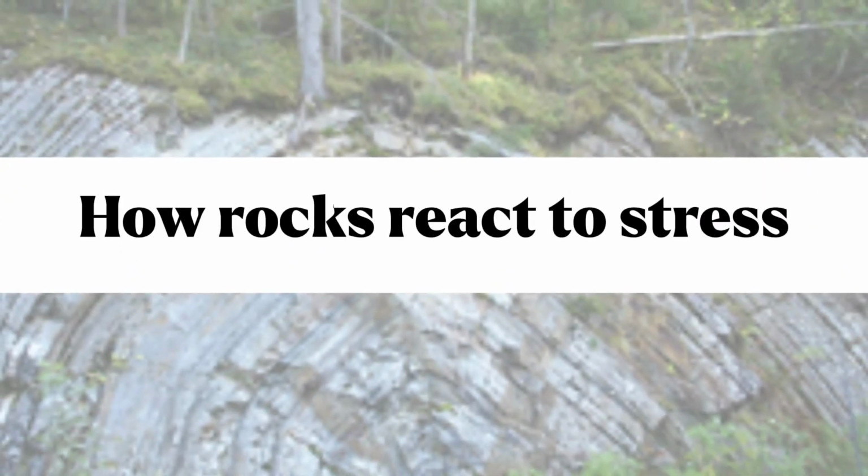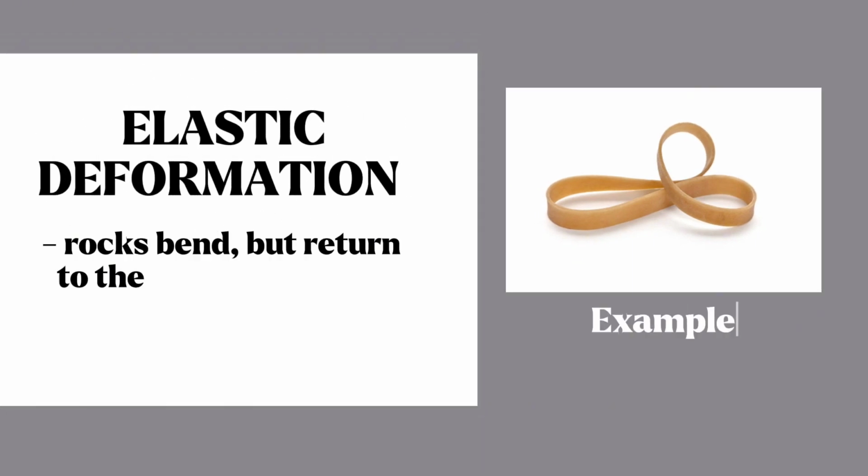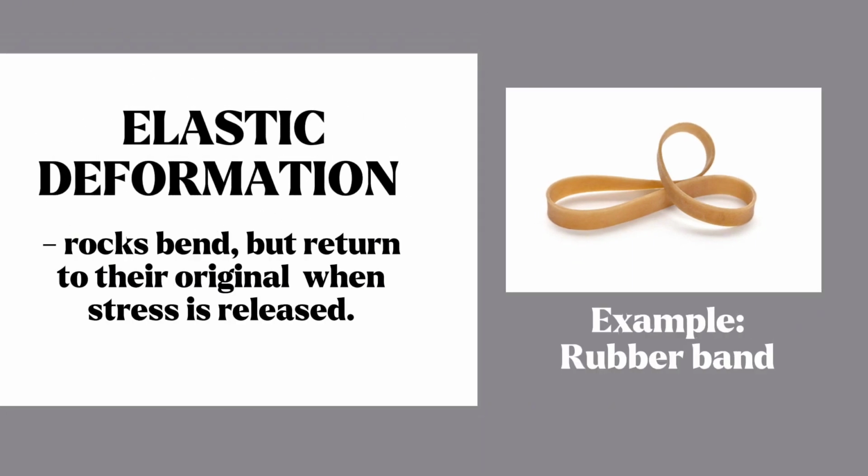So now, how are rocks going to react to stress? There are three ways rocks can react. First is elastic deformation. When the stress is removed, material returns to its original shape. Elastic deformation is caused under conditions of low stress when the material is compressed, bent, or stretched, just like a rubber band that reverts to its original shape after being stretched.